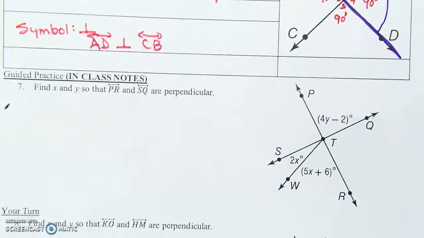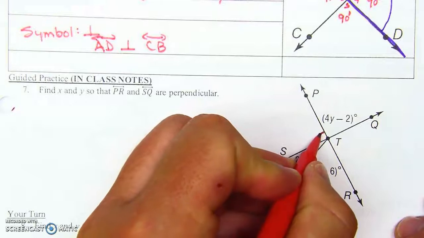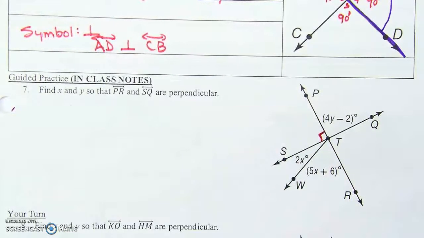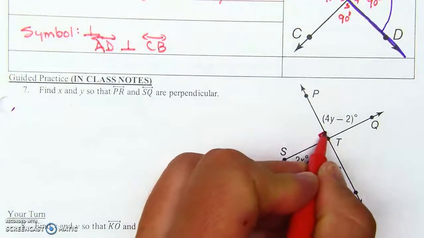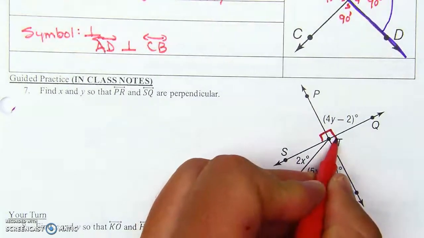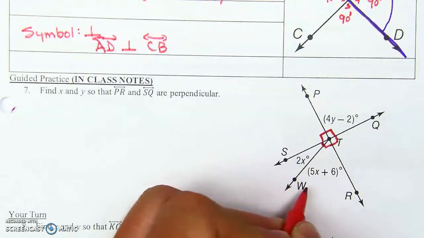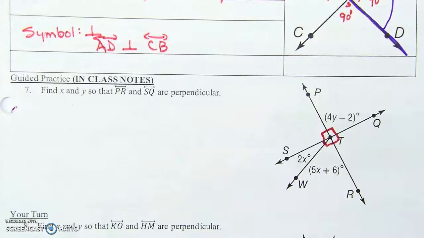In this one, we have: find x and y so that PR and SQ are perpendicular. I'm going to draw little red symbols in here to make sure we look at everything. We put a little symbol right there in the corner to show it's 90 degrees. That means that one's going to be 90 degrees, this one's going to be 90 degrees, and these two together are going to equal 90 degrees as well. That makes it a little easier to understand.